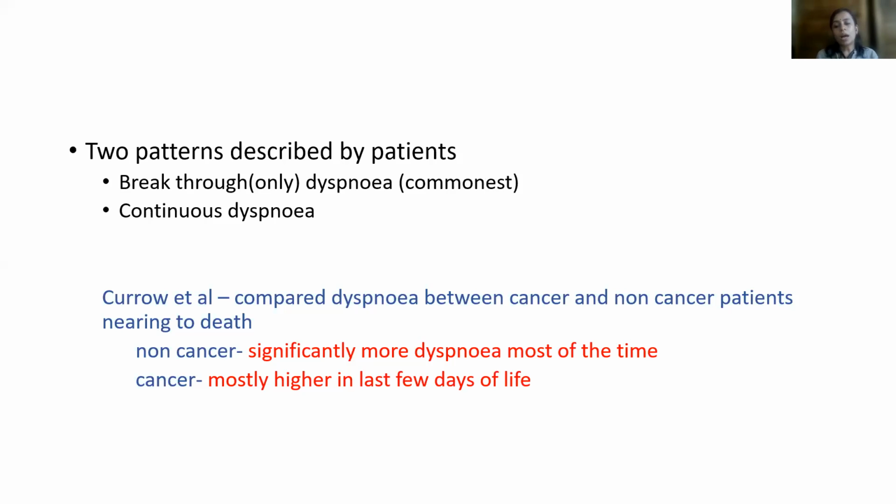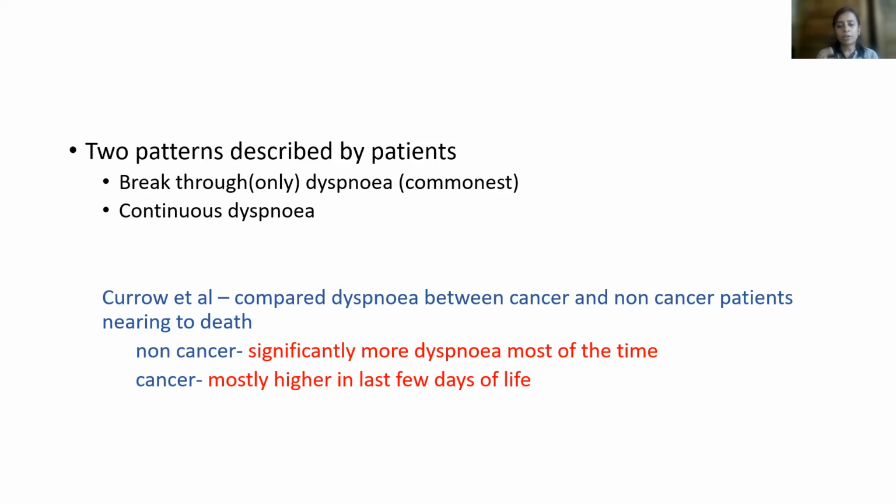And when you ask patients, there are two patterns described. One is continuous dyspnea. They say all the time, in the background, they are breathless. That is not the commonest form. The commonest form is breakthrough dyspnea. That is only when they exert a little bit, when they try to get up and walk, when they climb stairs, or for some patients, even while eating. Any small exertion can cause it. We call it exertional breathlessness, or you can say breakthrough dyspnea. That is the most common form.